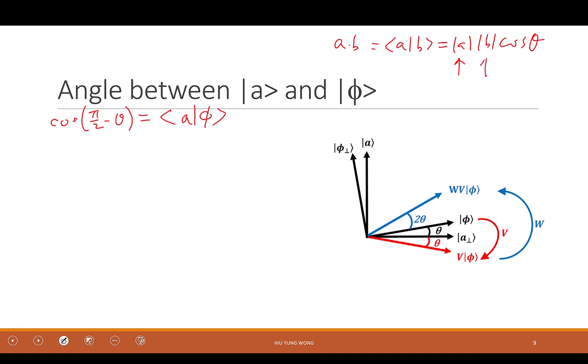And this is one, because why are they one here? All the vectors are normalized in quantum computing. So that's why cosine theta equals A inner product with psi. I mean cosine of pi minus theta, I'm sorry, because I'm talking about this vector and this vector. And theta is the angle between psi and psi perpendicular. So it's pi divided by 2 minus theta.